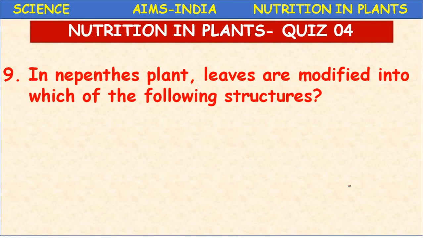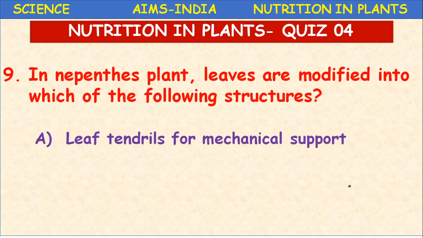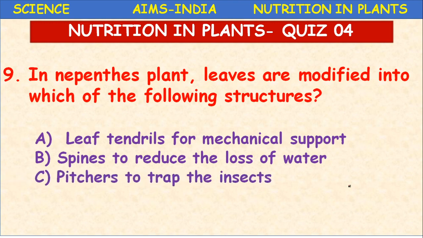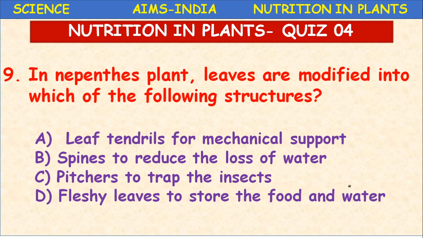Next question. In Nepenthes plants, the leaves are modified into which of the following structures? Leaf tendrils for mechanical support, spines to reduce the loss of water, pitchers to trap the insects, fleshy leaves to store the food and water.